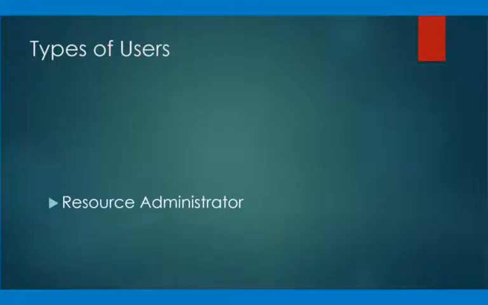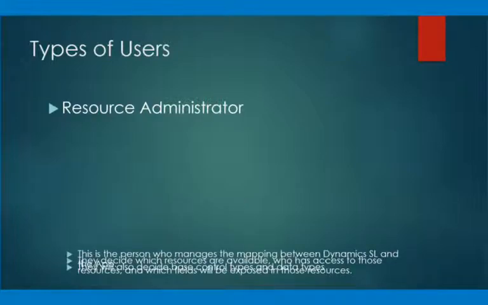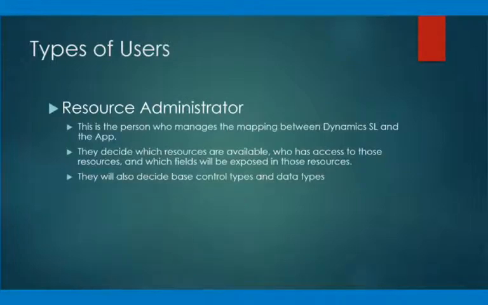When using the app builder, there are two types of roles or users that would be involved in creating an app. There's the resource administrator. This is the person that manages the mapping between Dynamics SL and the app. They're the ones using the Catalina API for Dynamics SL to map the resources in SL, such as a customer or a ship-to address or service contract or AP record or whatever it is, and make sure that they're exposing the appropriate resources out to the app builder, and exposing only the fields that they want to be made available to this app builder.